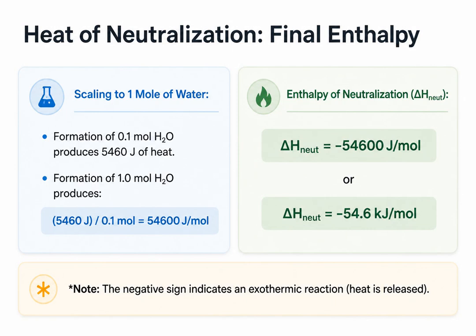Now we scale our heat value to represent exactly 1 mole of water. If the formation of 0.1 moles of water produces 5,460 joules, we divide that heat by 0.1. This gives us 54,600 joules for 1 mole. Because the temperature of the mixture rose, heat was given out, making this an exothermic reaction. Therefore, we must add a negative sign, resulting in an enthalpy of neutralization of negative 54.6 kilojoules per mole.